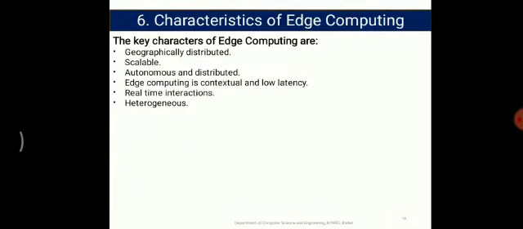It means the support at the endpoints with the finite services at the edge points, where the first services are at the edge of the network. Real-time interactions: it involves the real-time interactions made in the environment for speedy services. And the last characteristic of edge computing is that it is heterogeneous. It means the edge nodes can be deployed in a wide variety of environments.